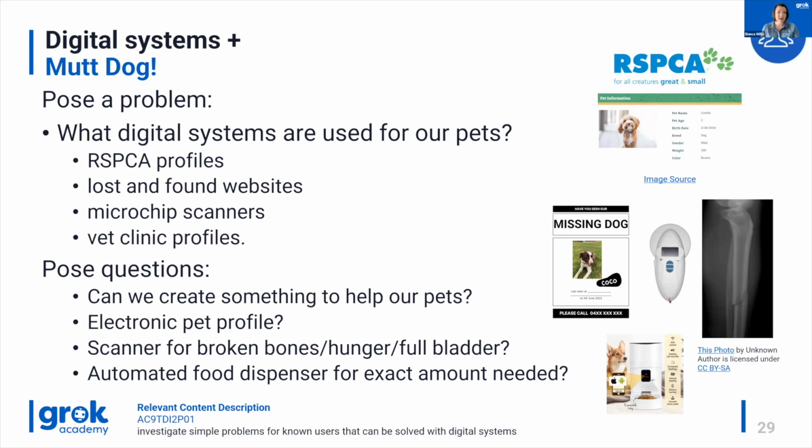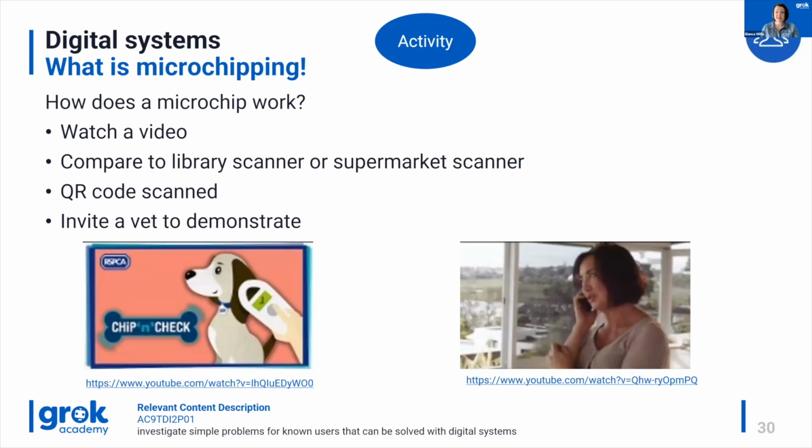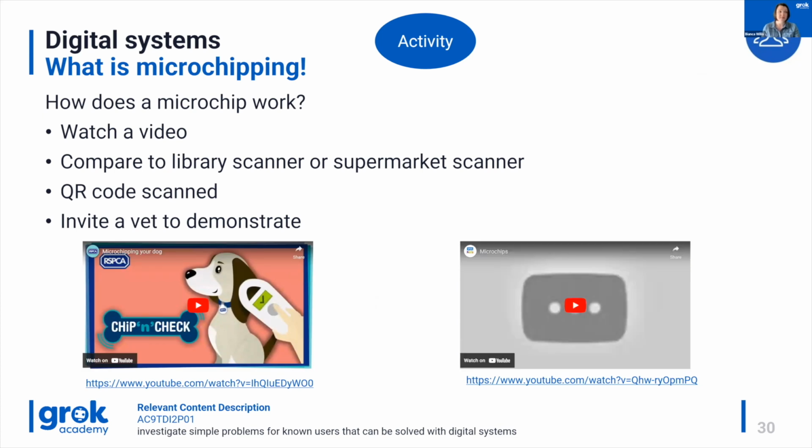Students can be provided an opportunity to explore what would be a profile of their pet. They could even develop a lost and found poster of a fictitious missing animal. As they continue progressing in this project, they're investigating solving problems with digital systems.